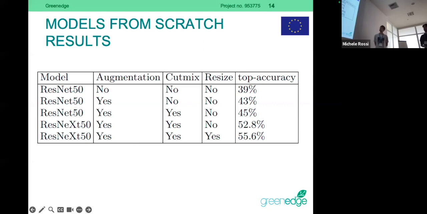Here are some examples of the accuracy we got. We can see that using augmentation and also cut mix, we improve the accuracy both for ResNet and for ResNext. And we can see also that ResNext performs better than ResNet. Another thing is that we tried to improve the size of the images from 64 to 128. And we can see that there is an improvement, but we decided not to increase this resolution more because it also increases the flop count.